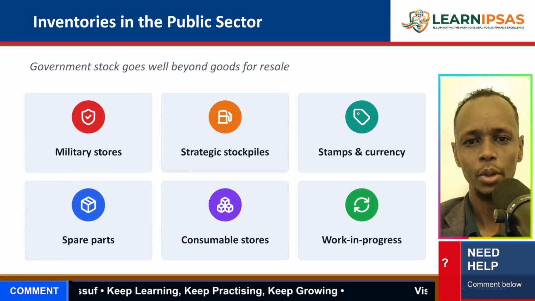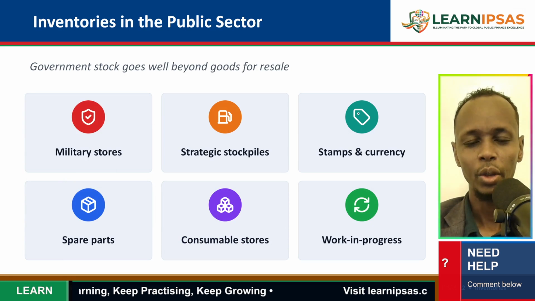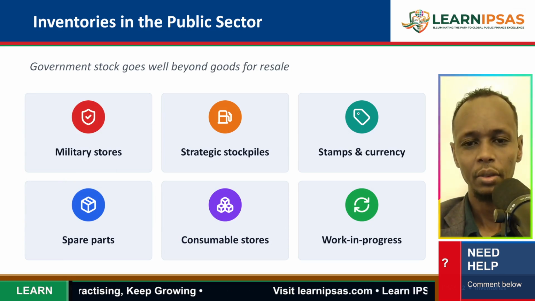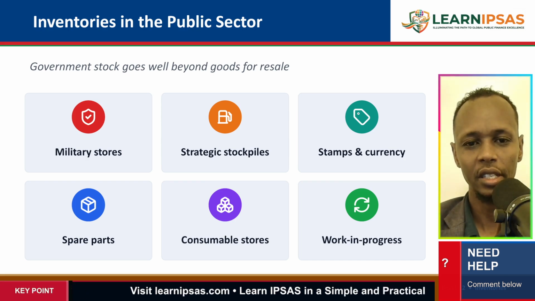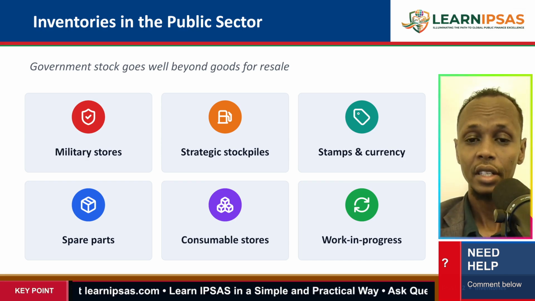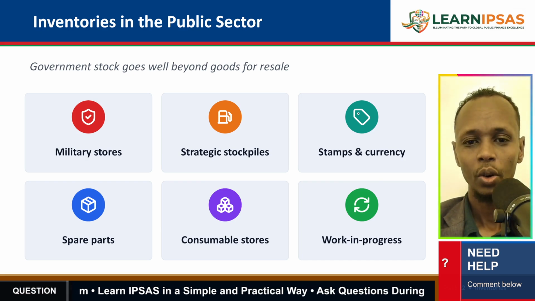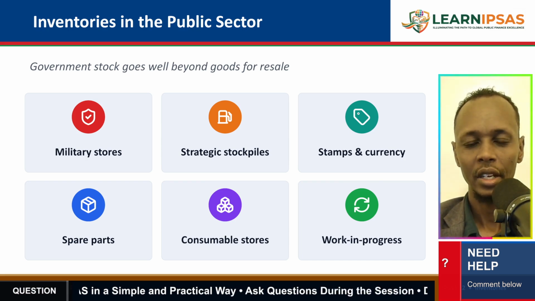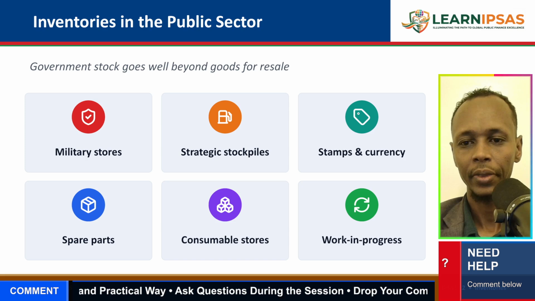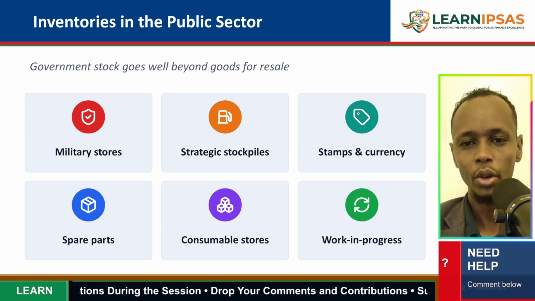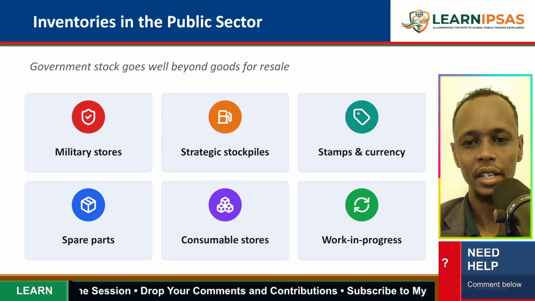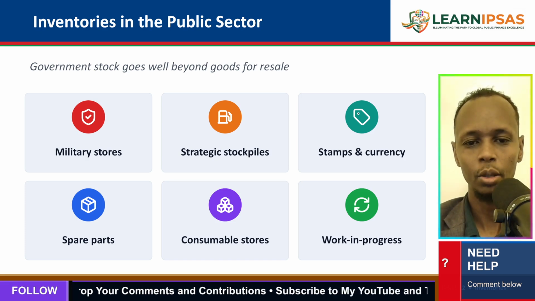So here are examples of inventory in the public sector. We can have inventories in the military stores and the strategic stockpiles. Inside the military stores are the missiles, ammunition, and others. The strategic stockpiles are like those reserves we normally have, like the National Cereals and Produce Board. We have maize, or we have oil reserves. Then the stamps and currencies, which are kept by the banks and the central bank.